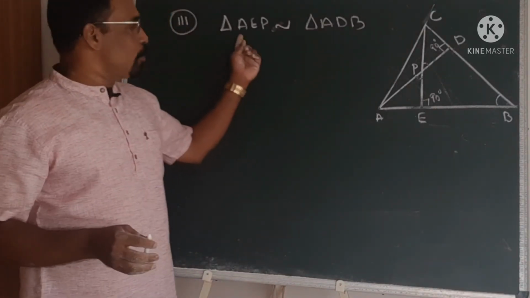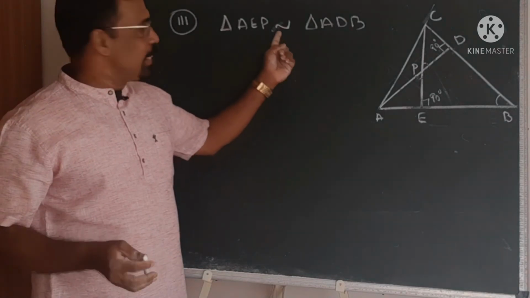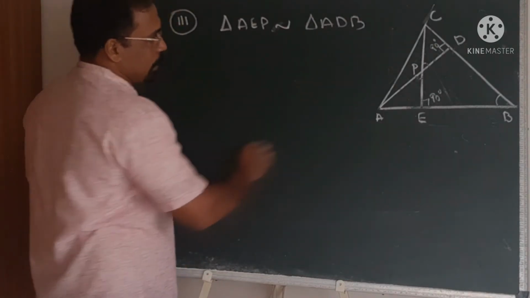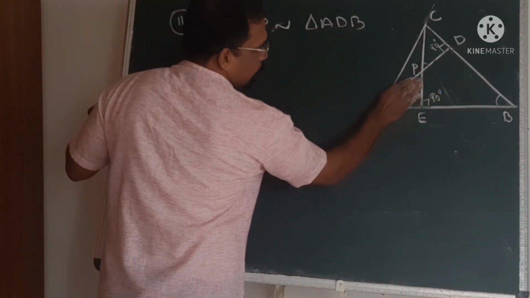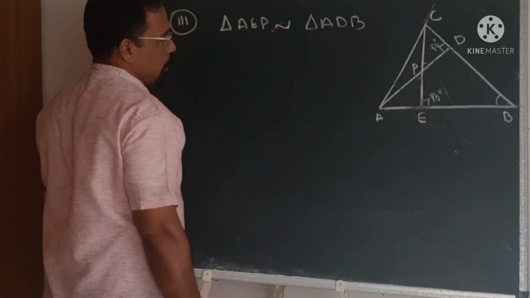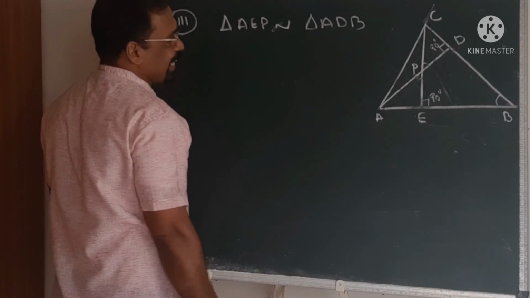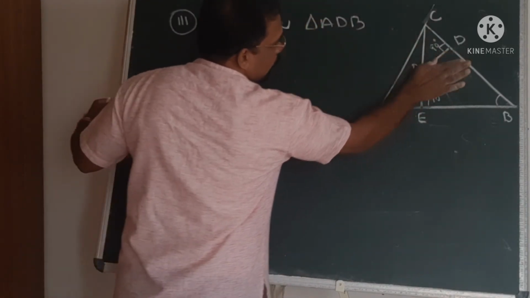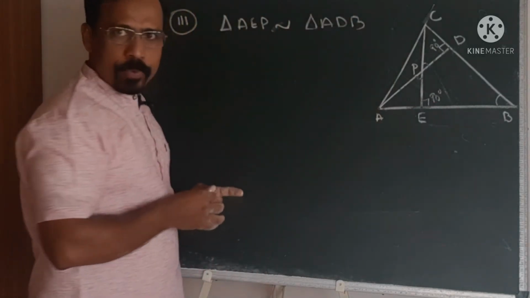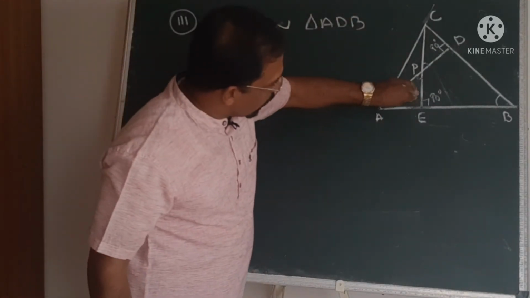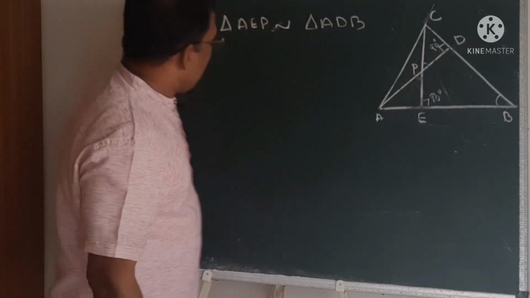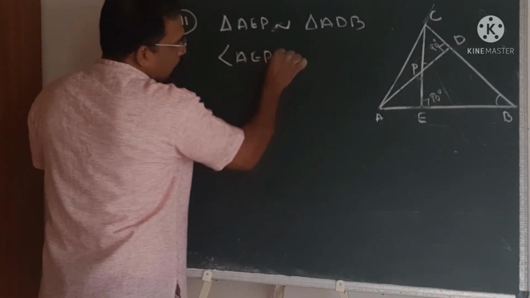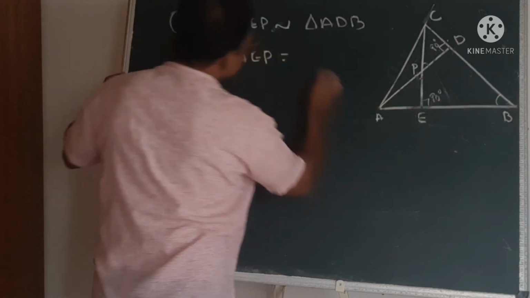Now let us solve the third case. In the third case, we have to prove that triangle AEP is similar to triangle ADB. Which one is triangle AEP? AEP is this small triangle, similar to triangle ADB, the bigger triangle. This one is similar to this. This is what we have to prove. Now in this triangle there is a 90 degree, that is angle AEP is equal to angle ADB.